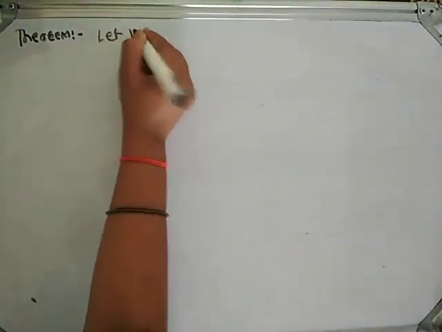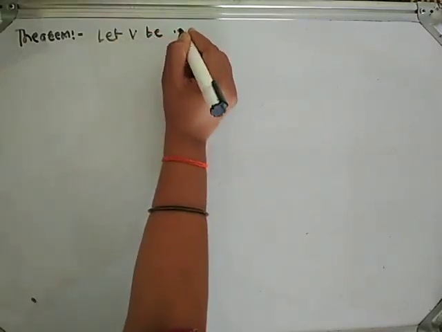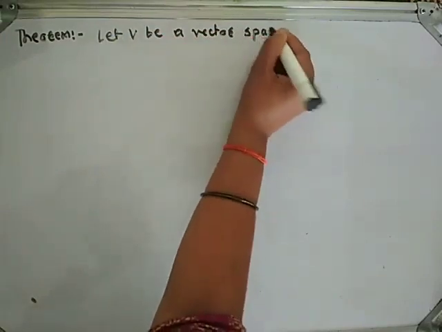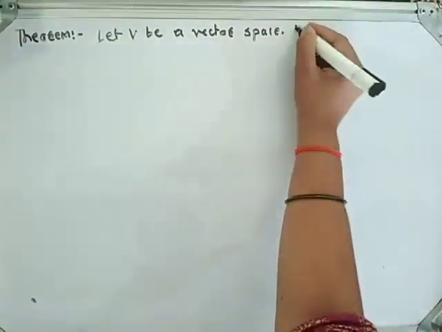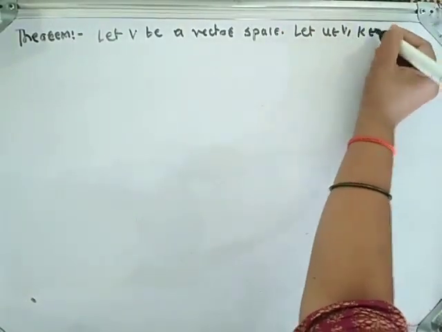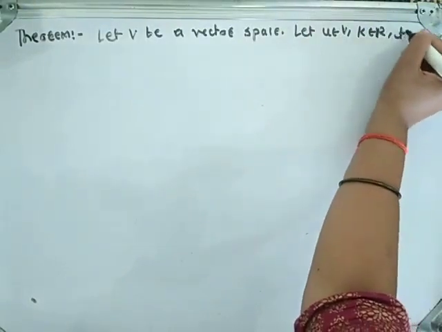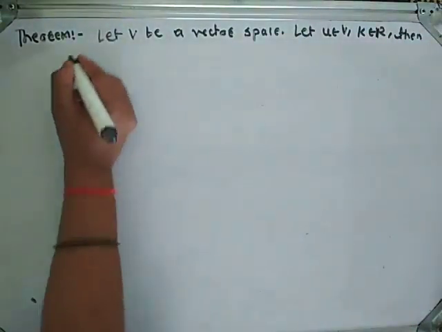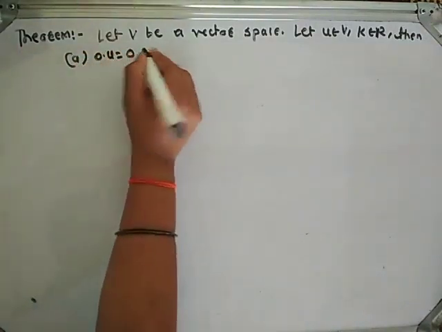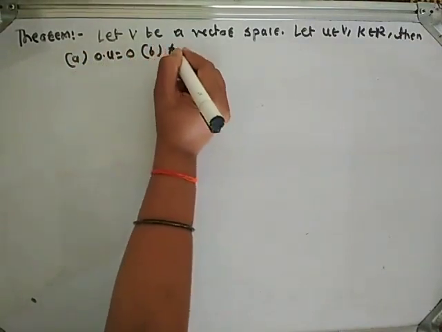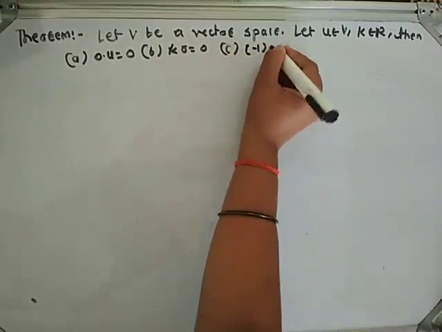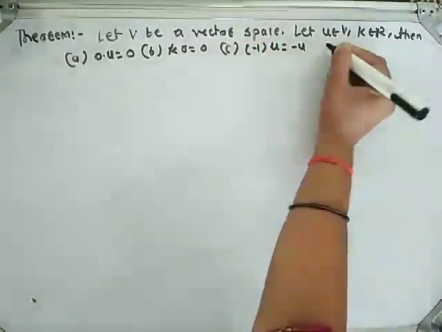Let V be a vector space. Let u belong to V, k belong to R. Then: a, 0 times u is equal to 0. b, k times 0 is equal to 0. c, minus 1 times u is equal to minus u.